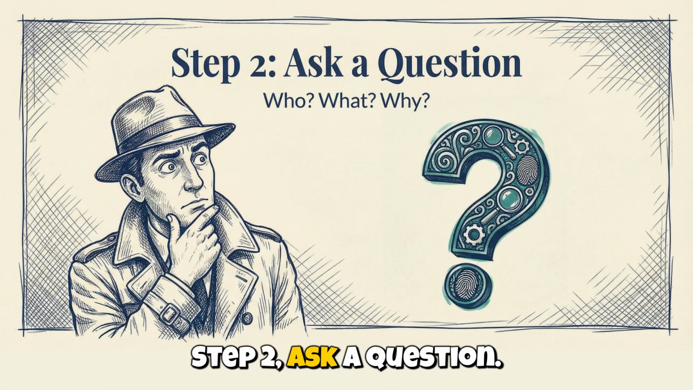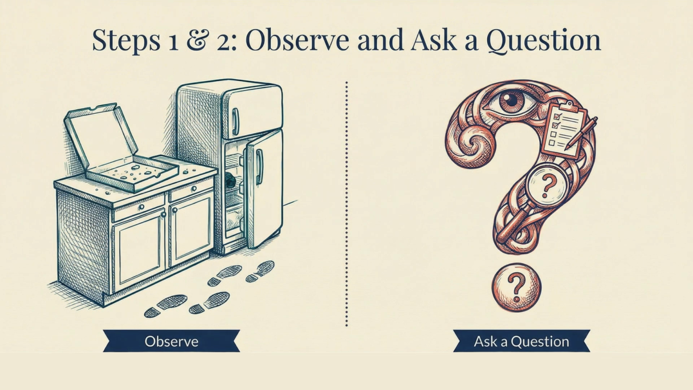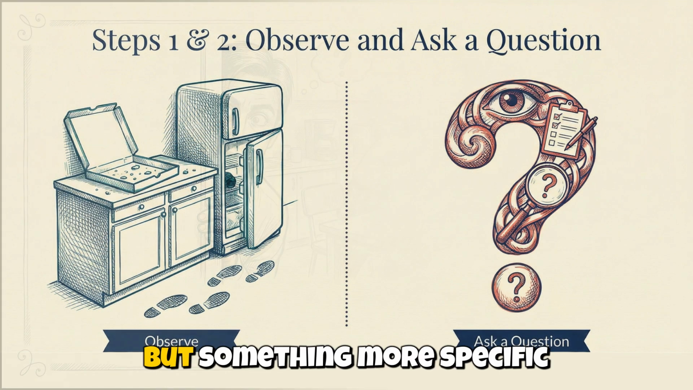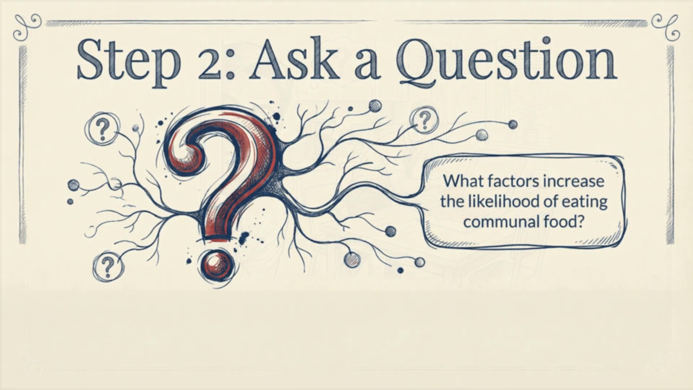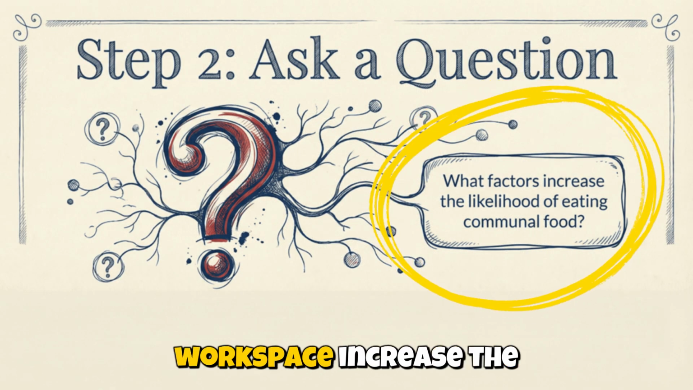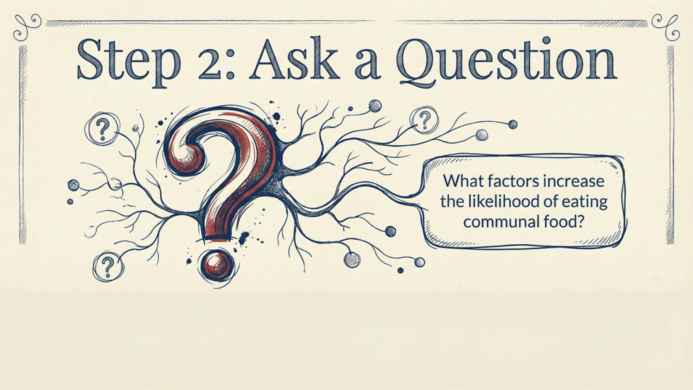Step 2, ask a question. Our observation leads to a question. Not just who done it, but something more specific and, crucially, testable. A better question is, what factors in a shared workspace increase the likelihood of someone consuming communal food?